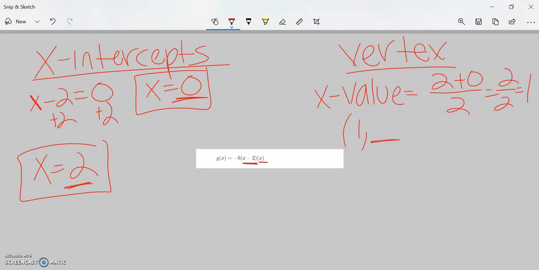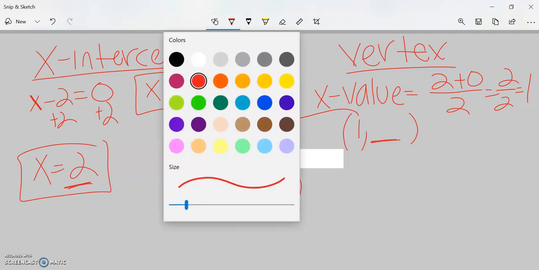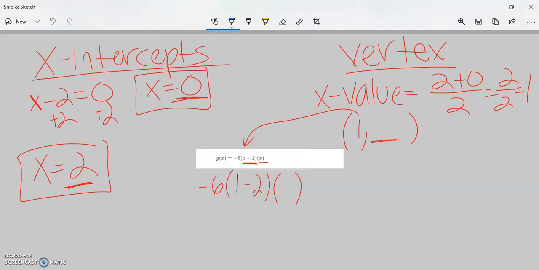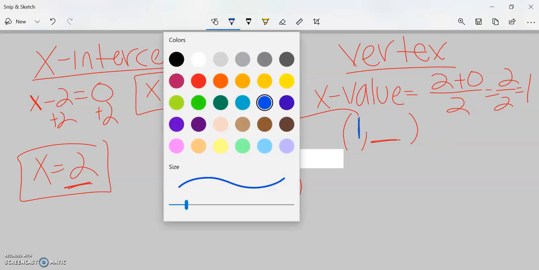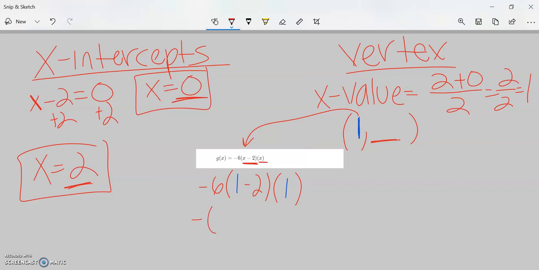We've got to find our y value still for our vertex. To do that, we take this 1 and put it into the equation. So negative 6, and I'll make my x value in blue, so you know where that's coming from. That's this guy right here. And then we're going to do the math. Negative 6, this parenthesis 1 minus 2 becomes negative 1. And then we have negative 6 times negative 1, which is positive 6, times 1 stays at 6. So our vertex is at 1, 6, and we have 2 zeros.